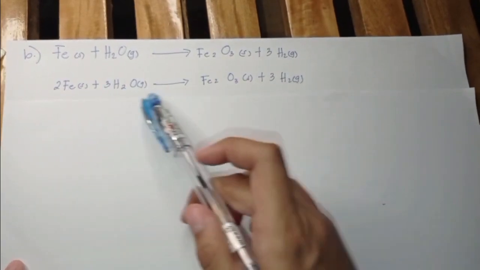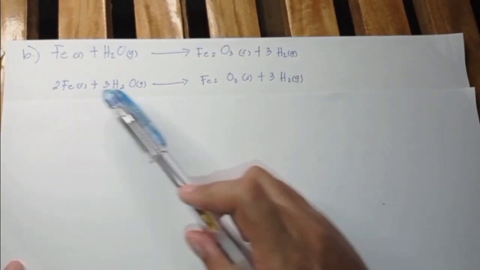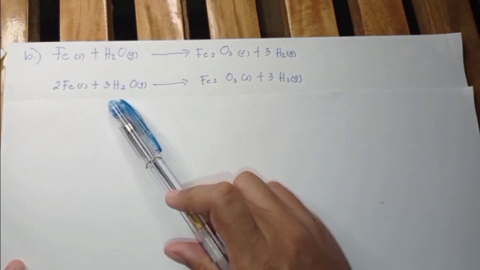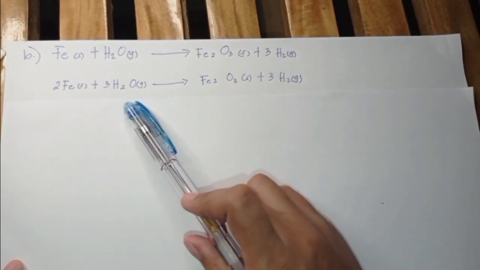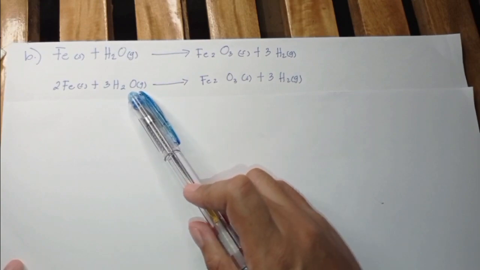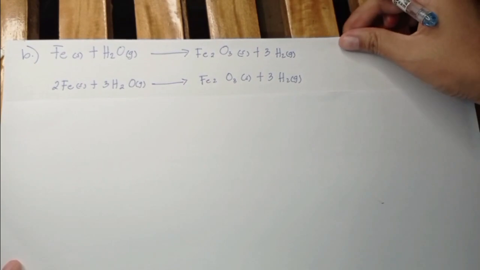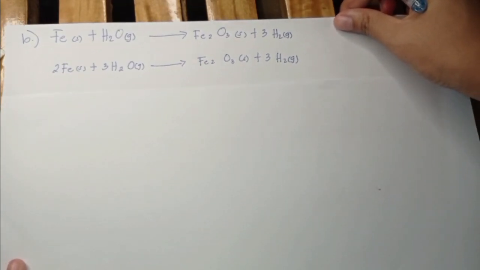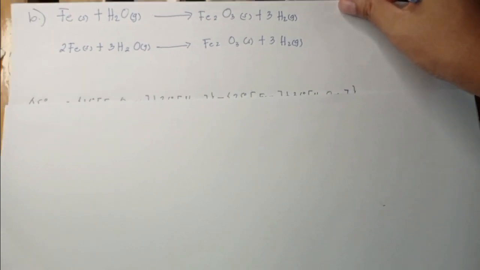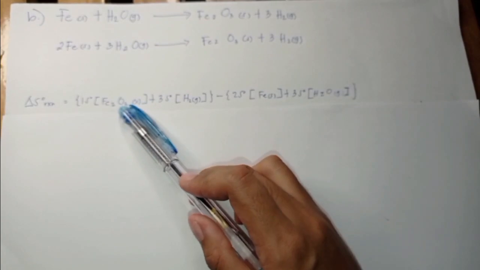We have 2 moles of iron, 2 moles of iron, 6 moles of hydrogen, 6 moles of hydrogen, 3 moles of oxygen, 3 moles of oxygen. Next, we also find the standard entropy. We just input our product here and our reactant.